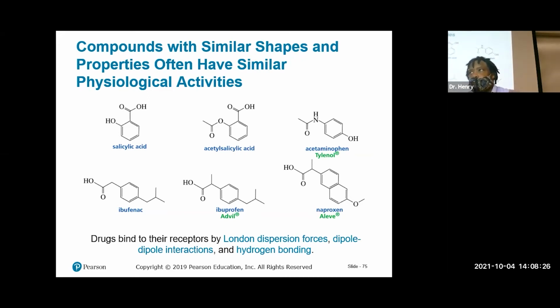Okay, now let's talk about these shapes and their properties and how they affect our physiology. This is called salicylic acid right here. This is acetylsalicylic acid. If you take a look, what is the difference between this guy and this guy?